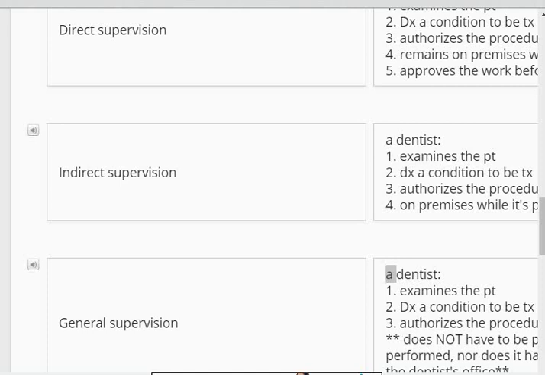Take X-rays. DH can perform these W/no supervision: educational programs, F rinse programs, apply F varnish, give OHI. As long as DX/TX doesn't happen.